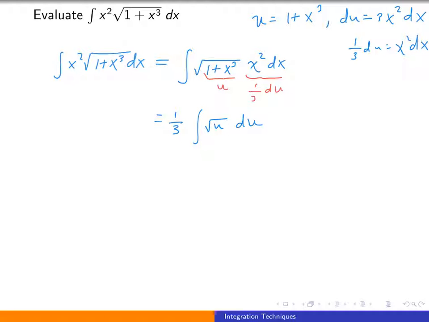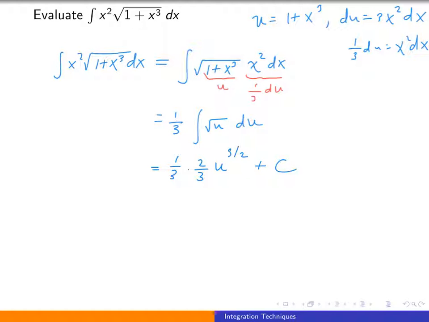So square root u is really u to the 1/2, and an observation to make here is that we started off with what was maybe a complicated looking integral, and after applying the u substitution, what we find is a much simpler integral for us to evaluate. So to evaluate it, square root u is u to the 1/2, so this would really be 1/3 times 1 over 3/2, or 2/3, u to the 3/2 plus c.